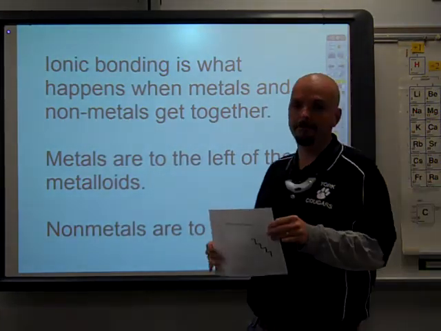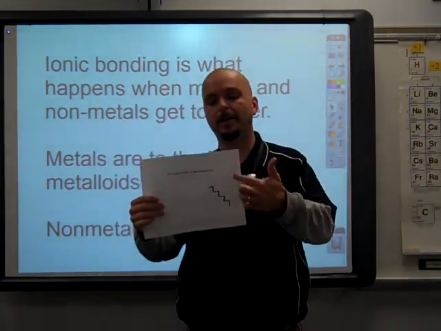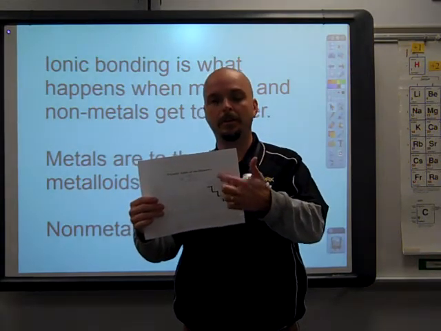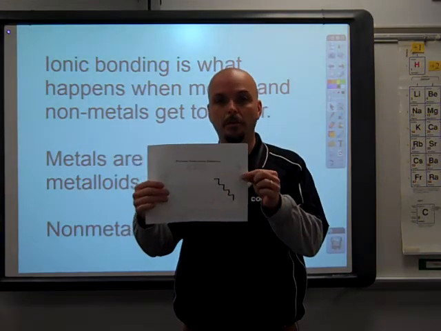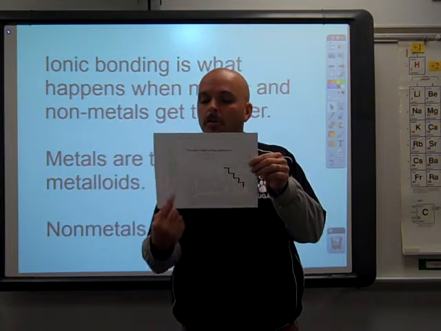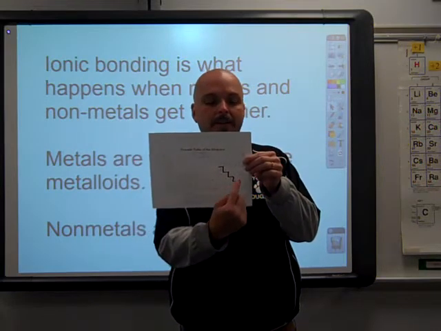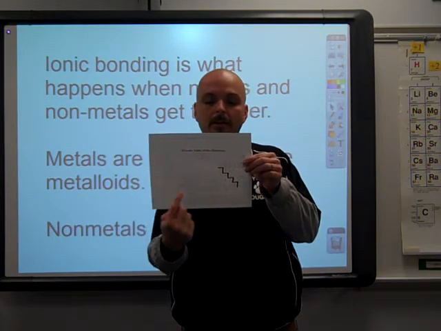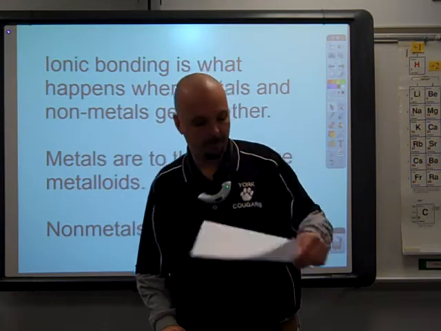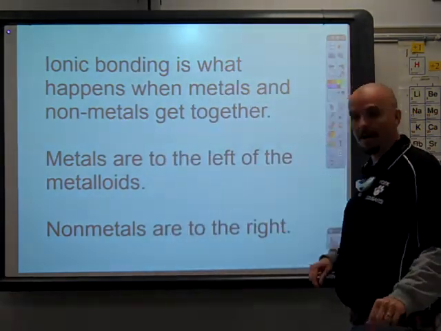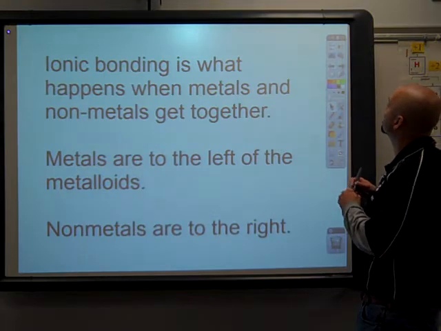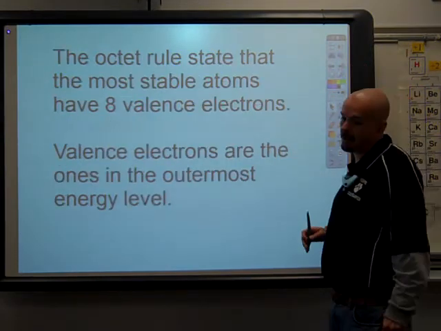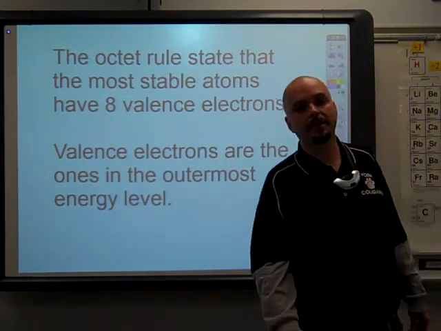Non-metals are to the right. So over here on the right side of the periodic table, to the right of the metalloids, those are the non-metals. When something from the left of the table gets together with something from the right, when a metal gets together with a non-metal, they will form an ionic bond. They do so to satisfy the octet rule.